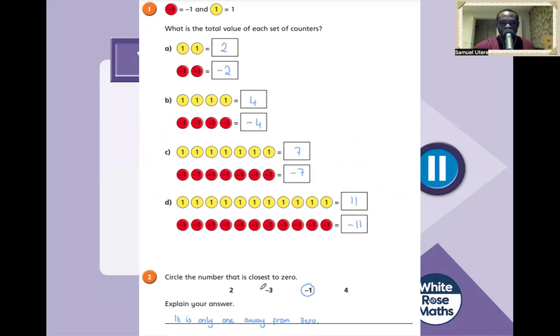Okay, circle the number that is closest to 0. Of course, it is -1. So by now, you know how we use our number line, and we know that from after +1, we have 0, and we start to have negative numbers. And then here you were asked to explain your answer. Okay. We use our number line to get our answer for that. So it is only 1 away from 0. Okay. So that is the closest number to 0. Let's move on.